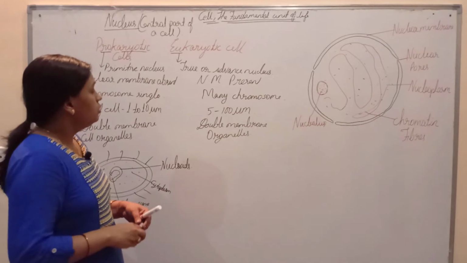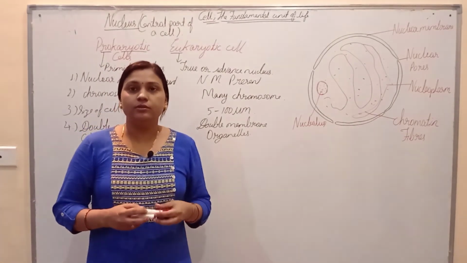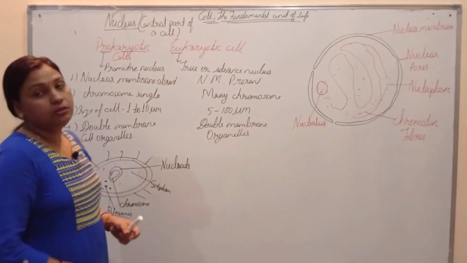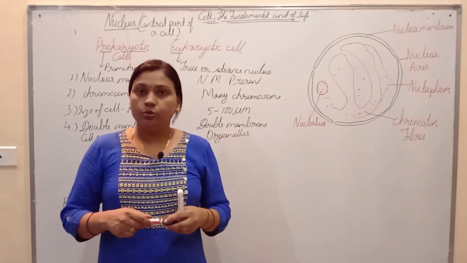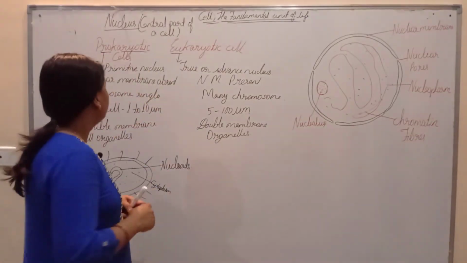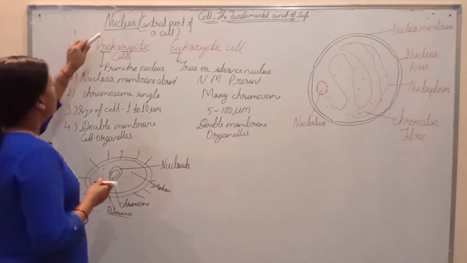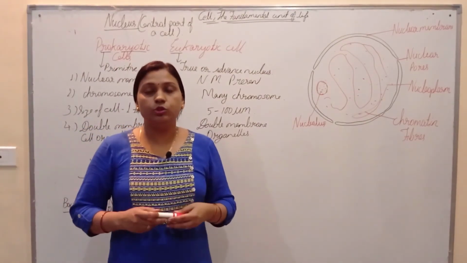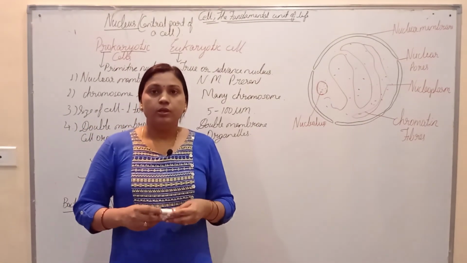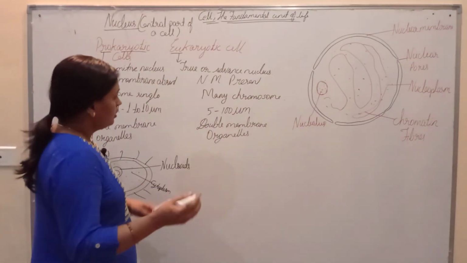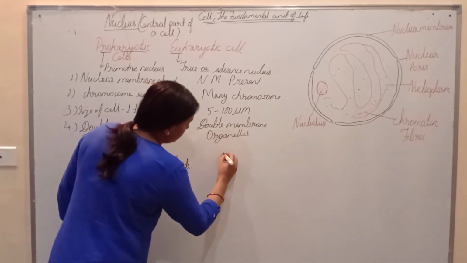Some important facts: the nucleus is absent in mammalian erythrocytes, that is RBC, and also in the sieve tubes of the phloem.